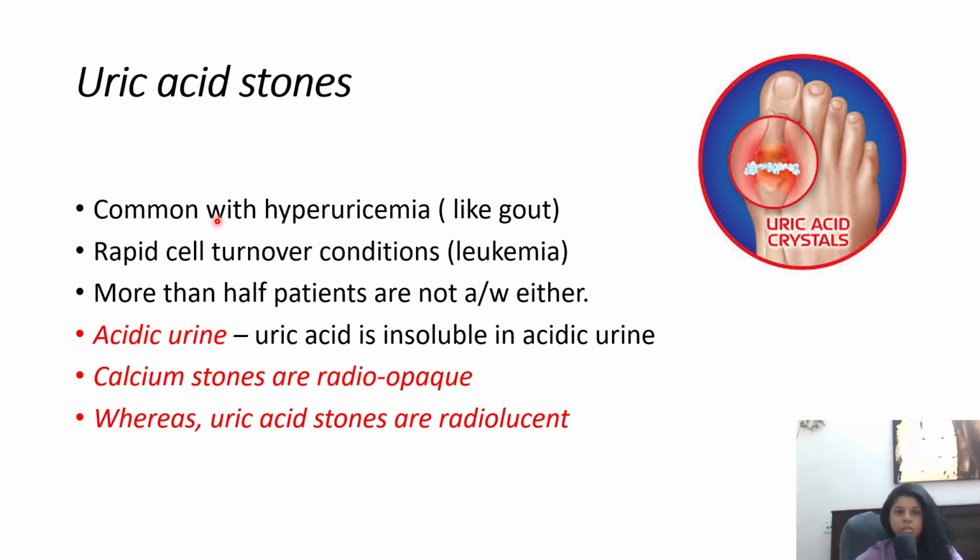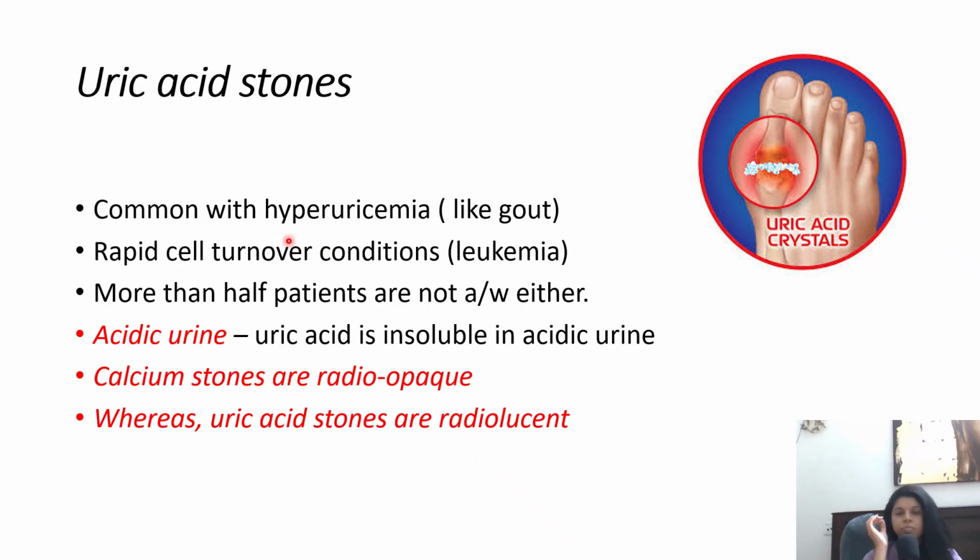Uric acid stones are common with hyperuricemia like gout. So uric acid should be increased. Obviously, in the stone name, the constituent that is increased is precipitated and forming the stone. So when there is a uric acid stone, somewhere in the body uric acid is increased. So how is uric acid formed? It is a byproduct of purine metabolism.